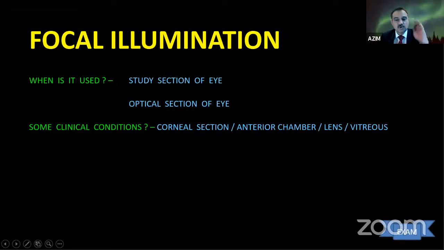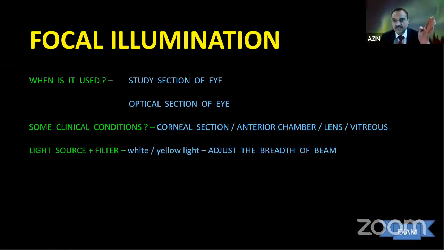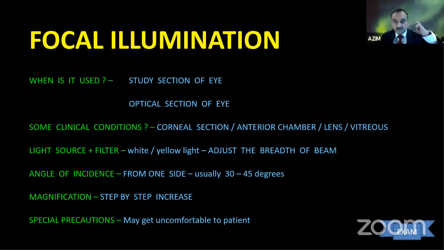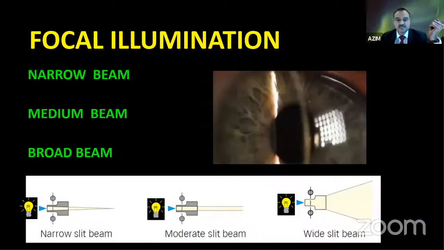And then what do you see? Corneal lesions, anterior segment, lens, vitreous. You adjust the width. You can get it very fine. You can get it medium. Usually it's from the side. And the magnification, slowly increase it. Remember, if you're going to keep it on for long, if the illumination is too bright, the patient will not be too comfortable. Let's see some examples of how it works.